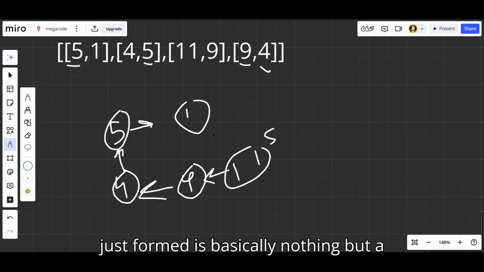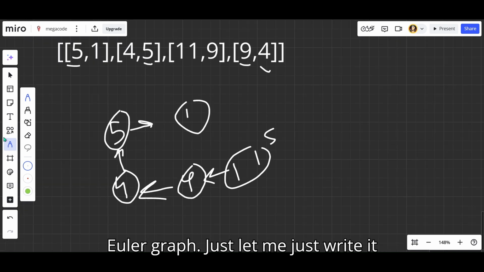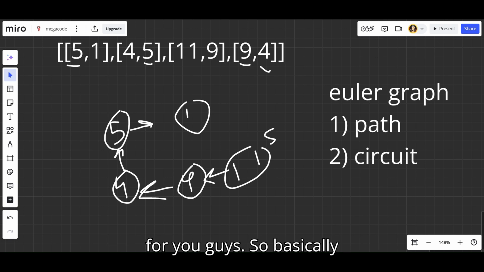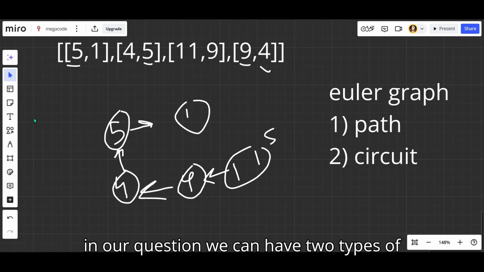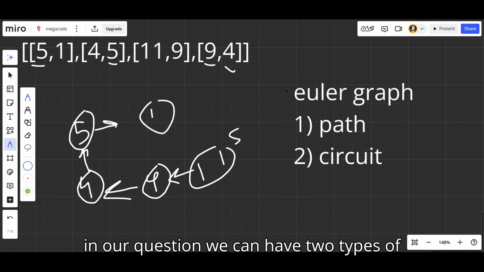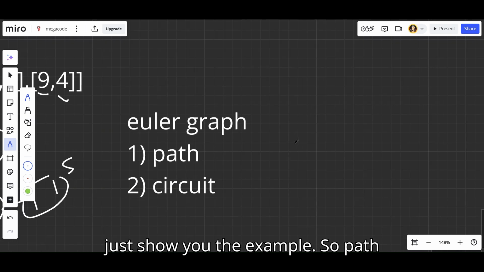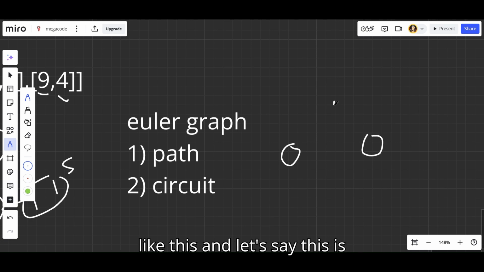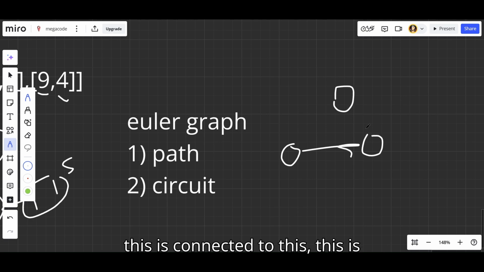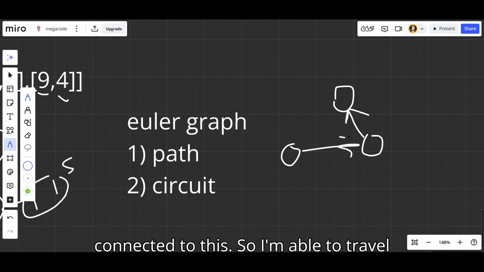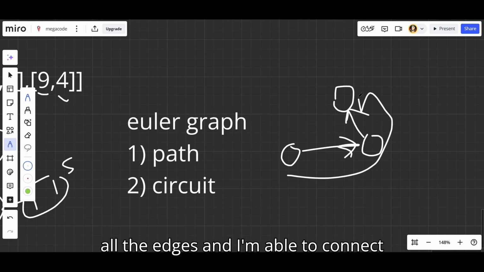The graph which I've just formed is basically nothing but an Euler graph. Let me write it for you guys. In our question, we can have two types of Euler graphs. The first is the Euler path, and the second is the circuit. Let me show you an example. A path basically means, let's say I have a graph like this, and this is connected to this, connected to this. So I'm able to travel all the edges, or connect all the nodes.